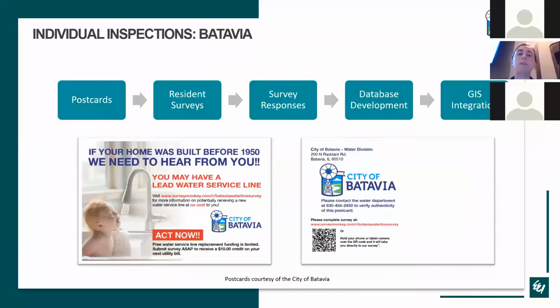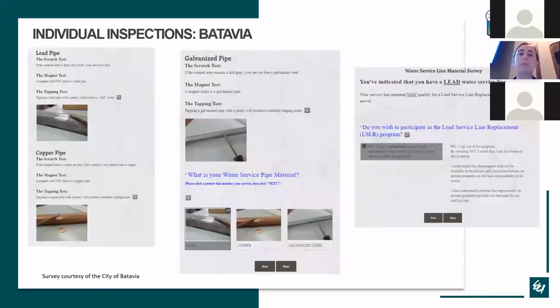Similarly, the city of Batavia also conducts homeowner surveys. Their process starts with postcards, which you see here. Those postcards have a QR code that the homeowner can scan on their phone and either take the survey on their phone or on the computer. Those survey responses are sent back to the city where they can be input into a database and integrated into their GIS. So here are a couple of screenshots from the survey.